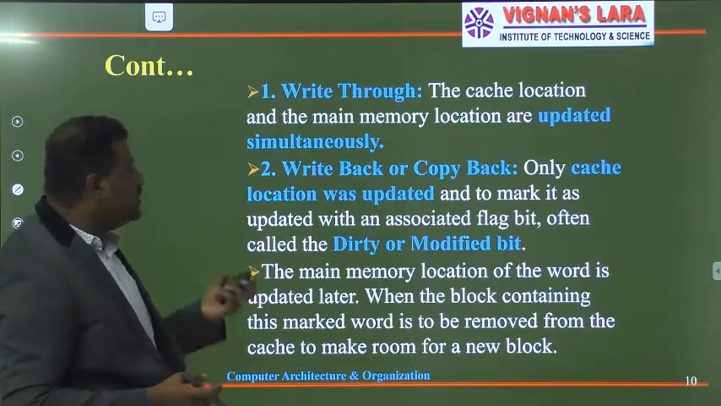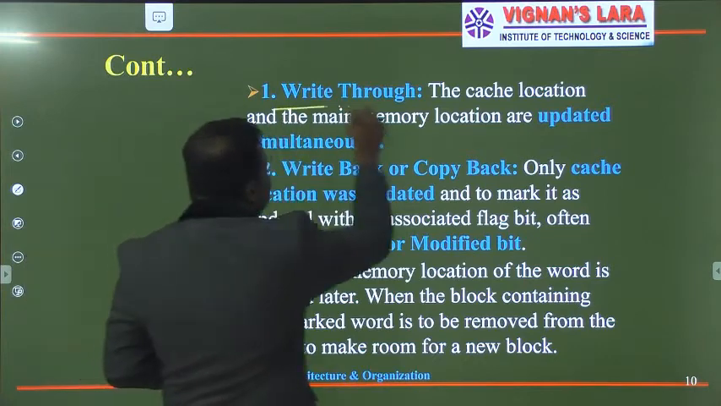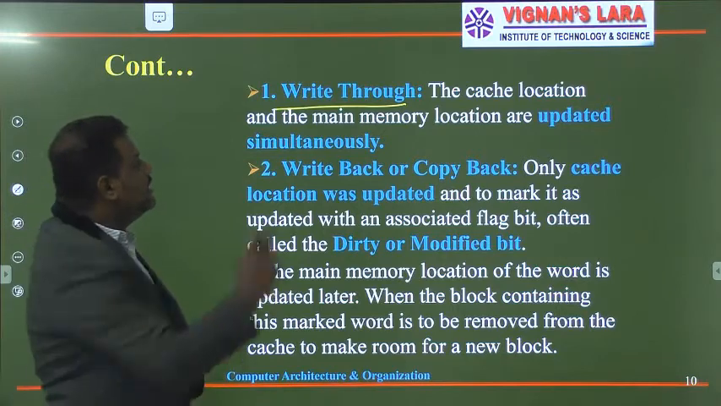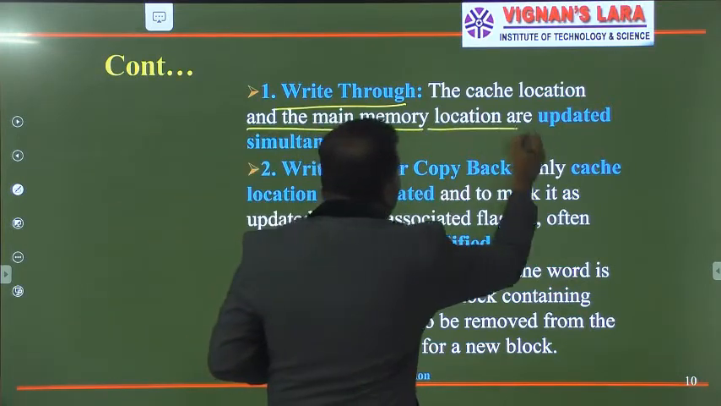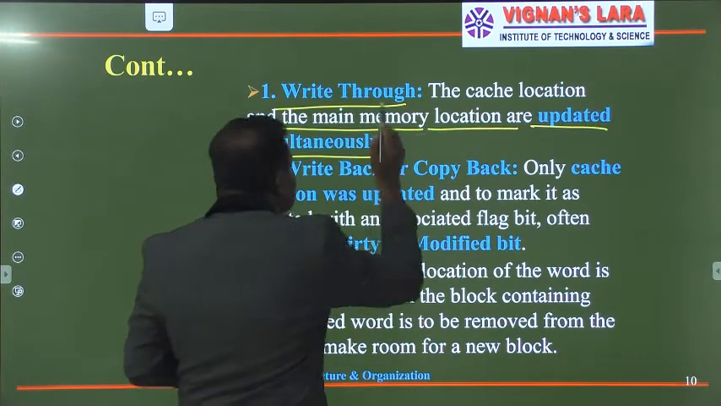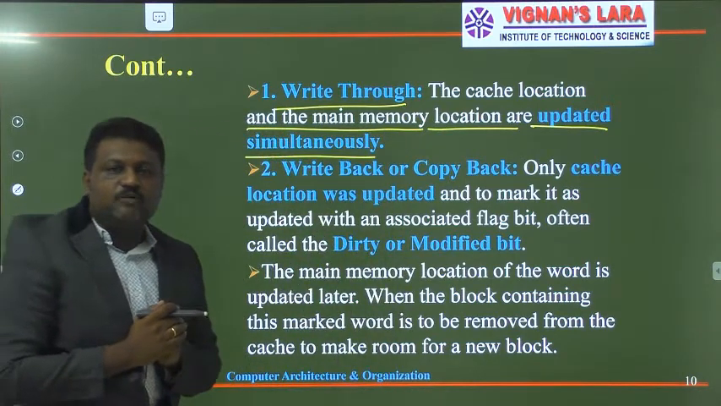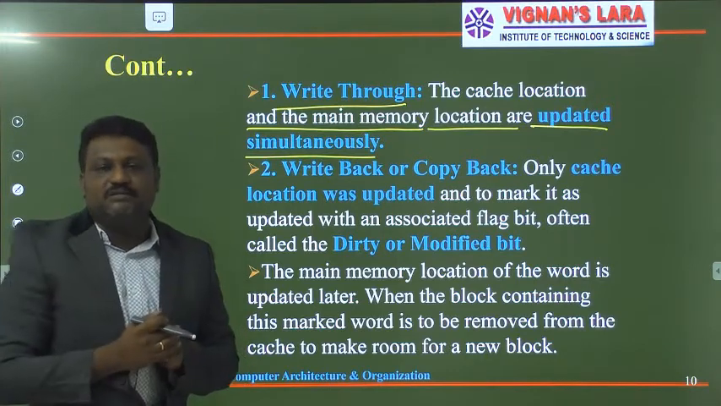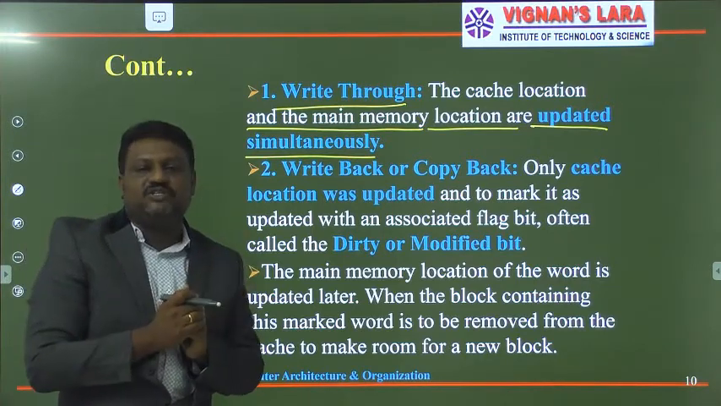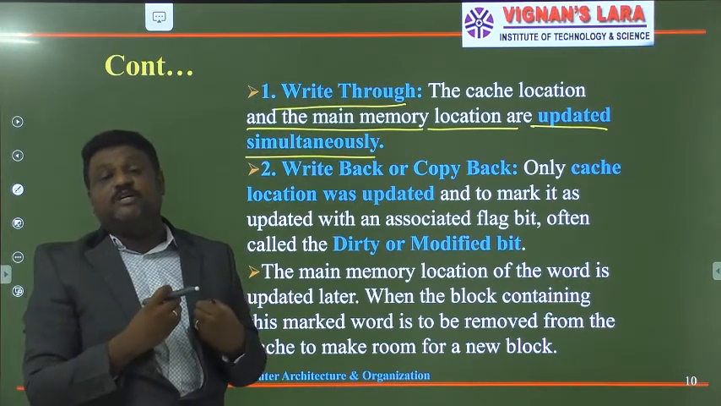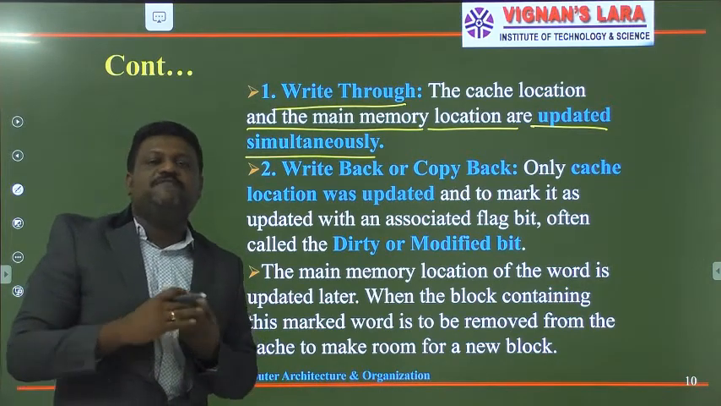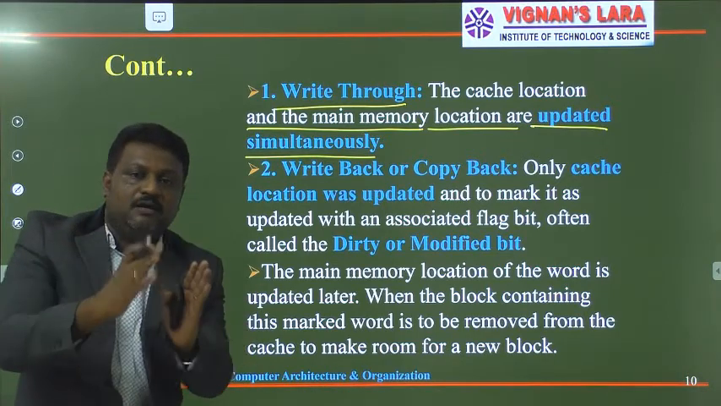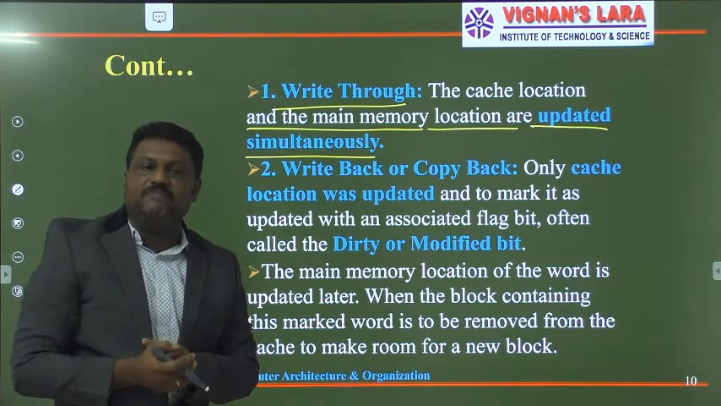What does it do? There are write-related ways. One is the write-through mechanism. In this, the cache location and the main memory location are updated simultaneously. In the write-through policy, if the CPU wants to write something to a particular location that is present in the cache, then whatever information I transfer to that location, the update happens at both the cache memory as well as the main memory.